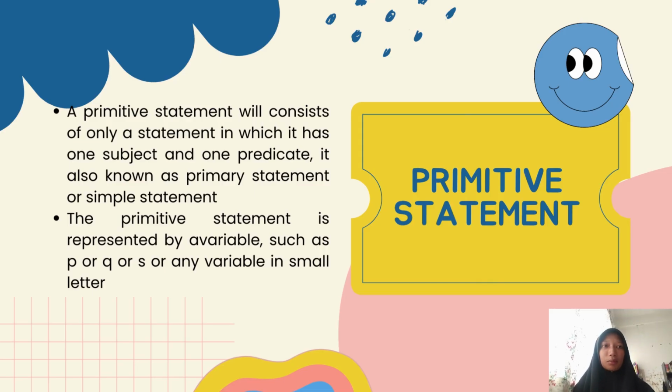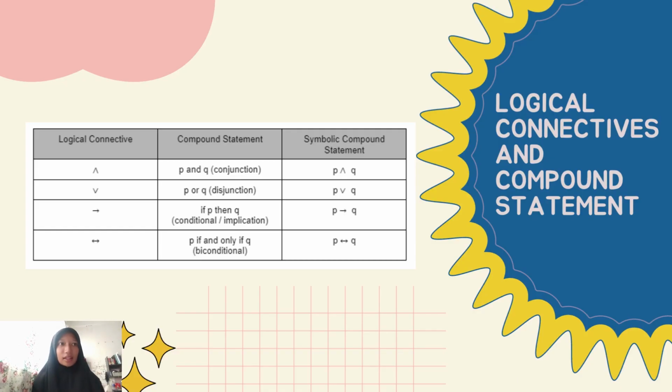Primitive statement. A primitive statement consists of only a statement which has one subject and one predicate. It is also known as a primary statement or simple statement. The primitive statement is represented by a variable such as P or Q or R, or any variable in small letter. Next, logical connective and compound statement.